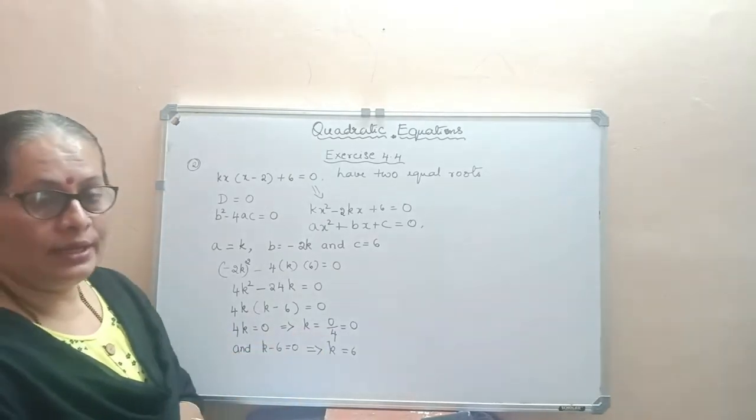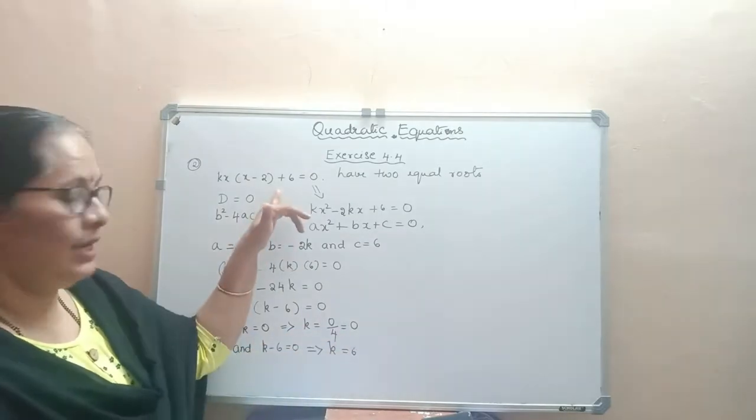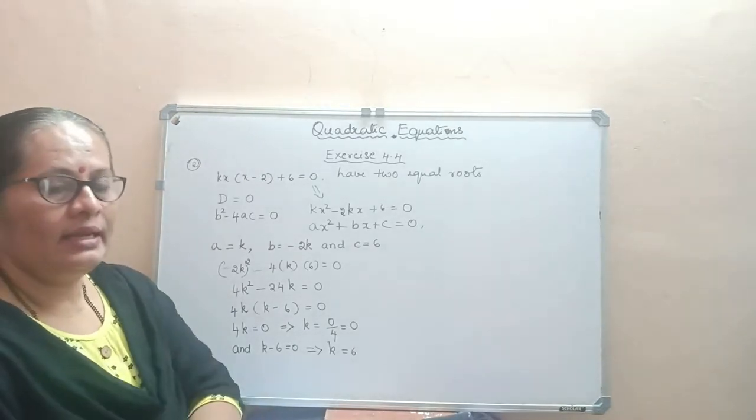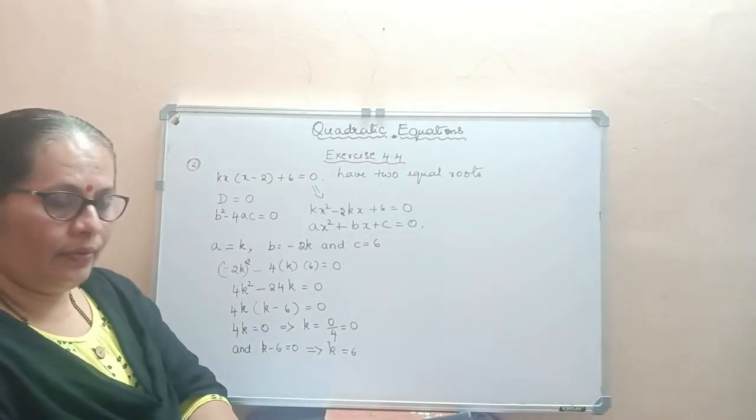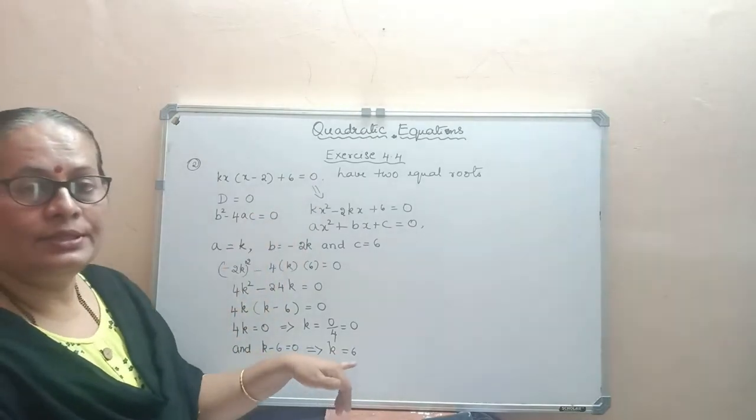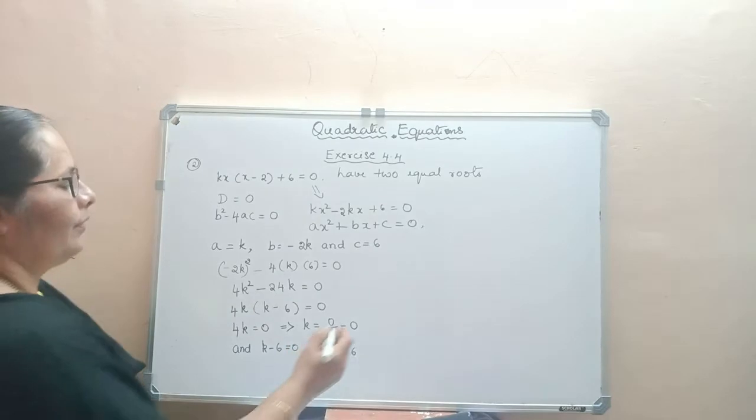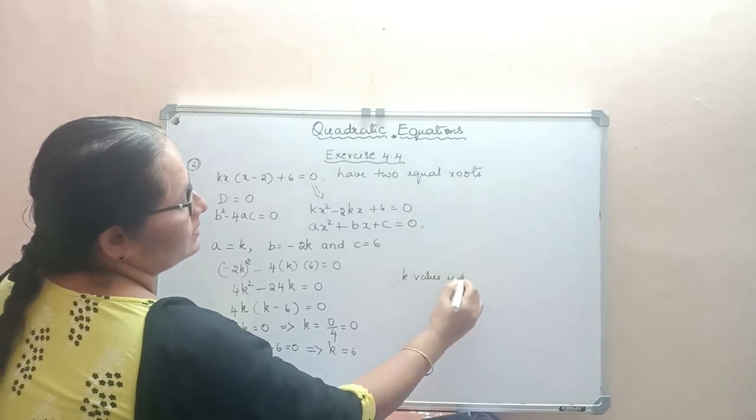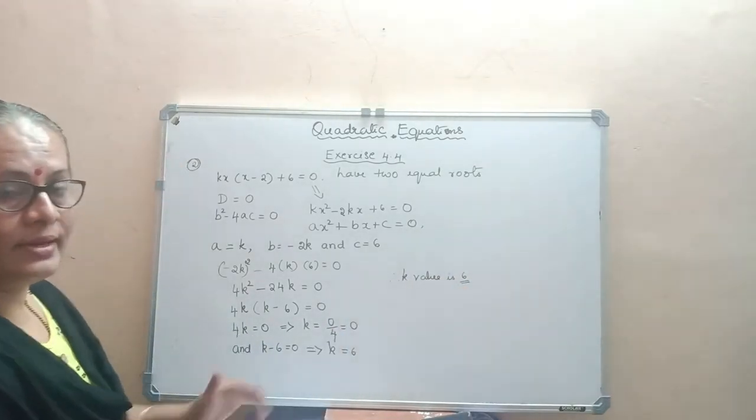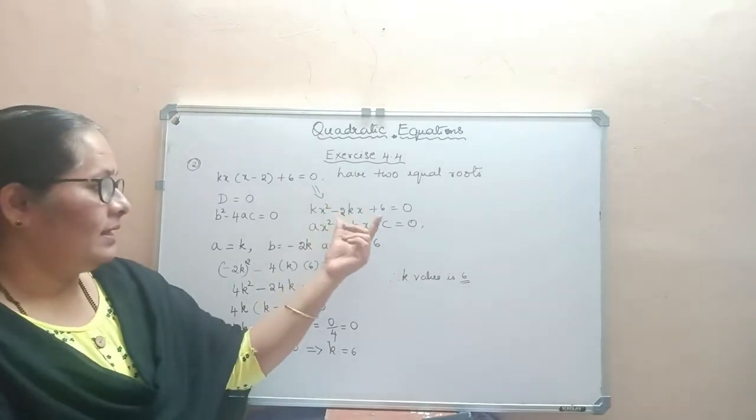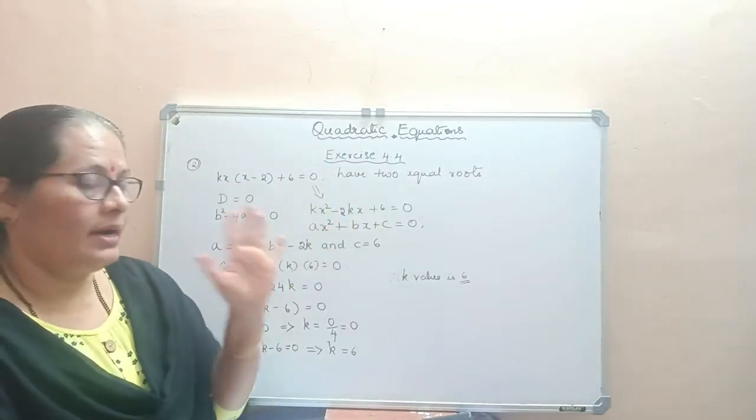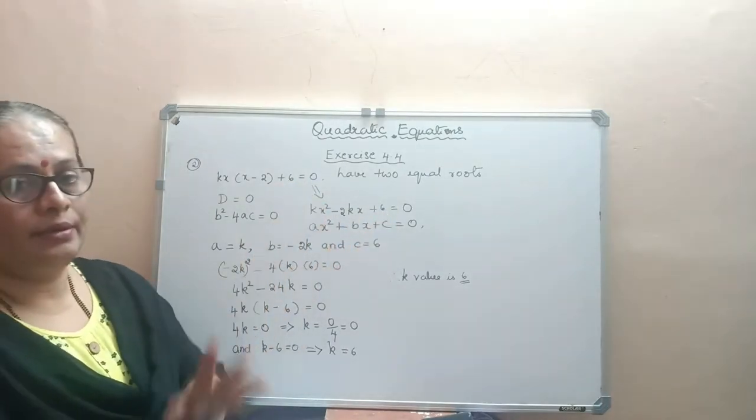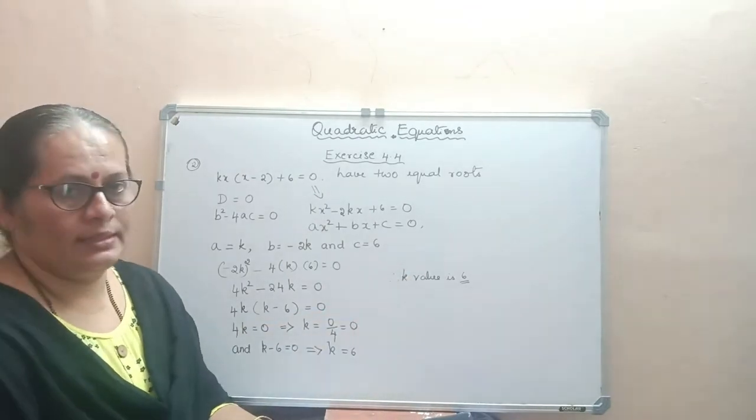Why not k equals 0? Because when k equals 0, the first term will be equal to 0, and you will not get any quadratic equation. Therefore, the right value is k equals 6, not 0. Once again, I will repeat. If k is 0, the equation is not a quadratic. It will reduce to a constant. So 0, 0, then you get only 6 here, a constant. Therefore, the k value is 6.